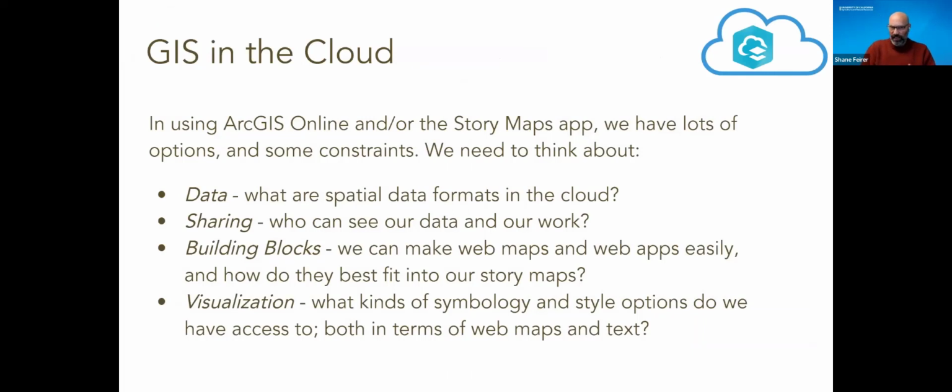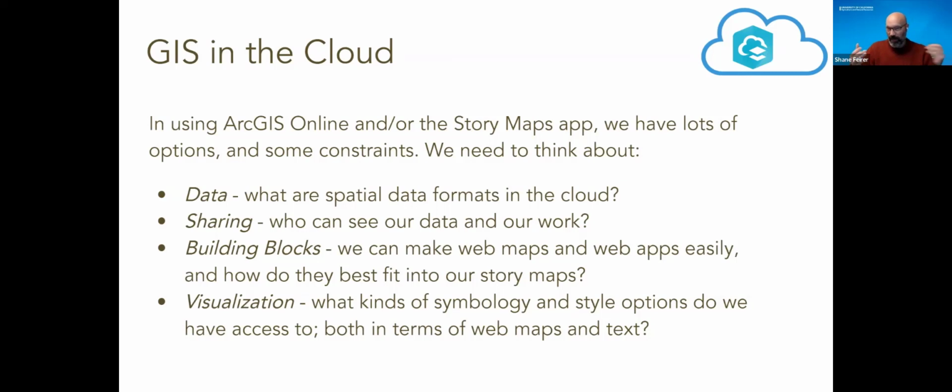So let's just quickly hit on GIS in the cloud, and then we're going to hit on a few key points between in the cloud versus ArcGIS Pro. In using ArcGIS Online and/or story maps, you have a lot of options. You have data in both spatial and non-spatial forms. You have sharing, so you can decide who gets to look at your work. And there are many building blocks you can work with, but the key ones in ArcGIS Online are going to be web maps and web apps. And you want to think about how these fit into your story maps.